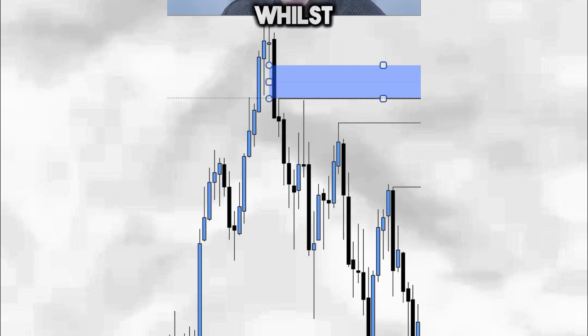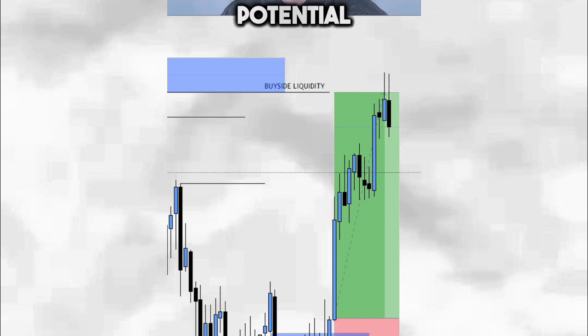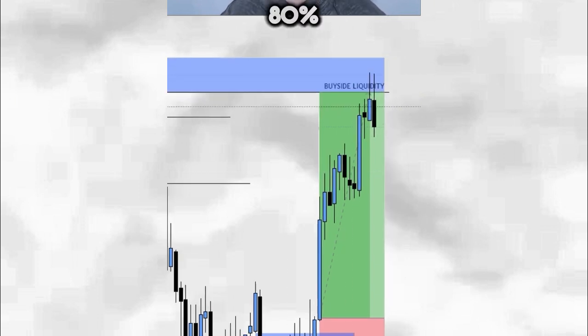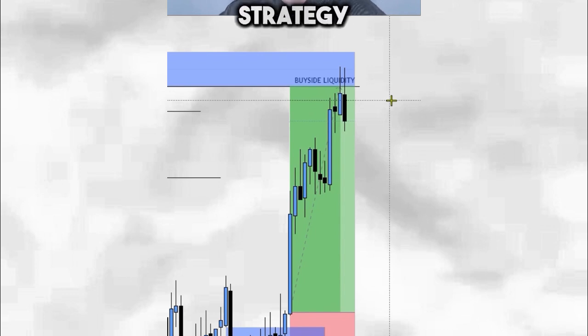If you look for these whilst you are trading, you can use these as potential exits on where to take profits in the market. I have over an 80% win rate and I trade the same strategy every single day.